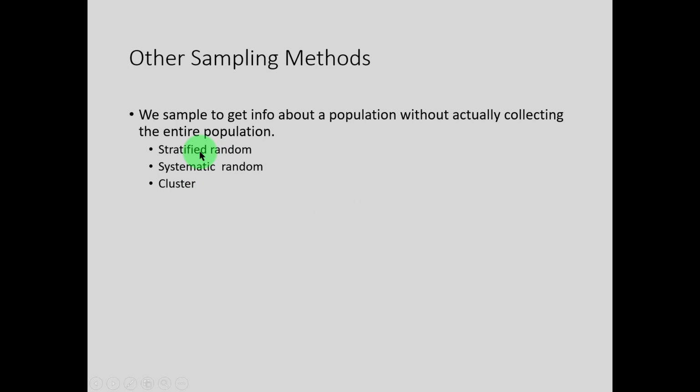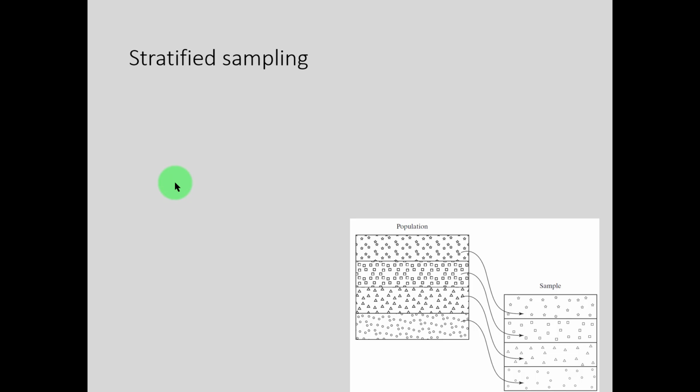The other methods that we're going to touch on are stratified, systematic, and cluster random sampling. These are just a few sampling methods that we will discuss briefly. Sometimes disciplines have their own sampling protocols that are specific to their field of study, but these can be applied in all sorts of disciplines. All right, let's look at stratified sampling first.